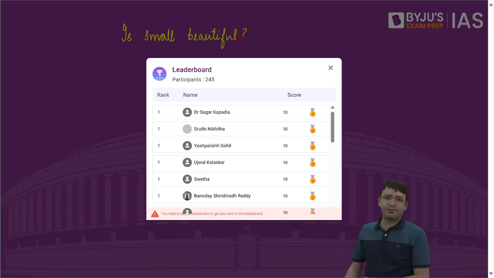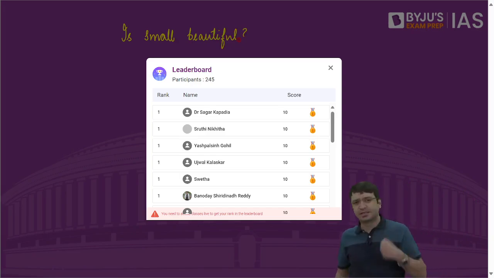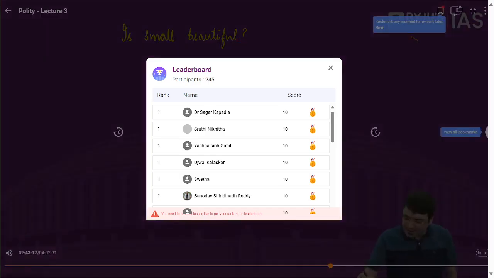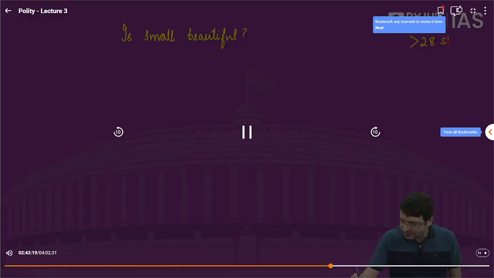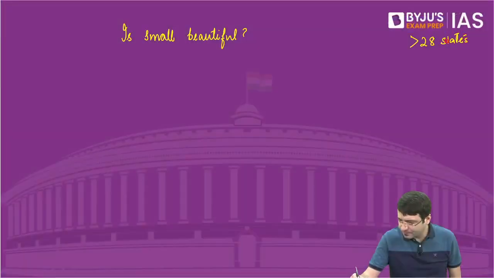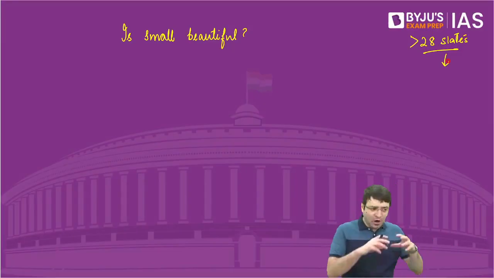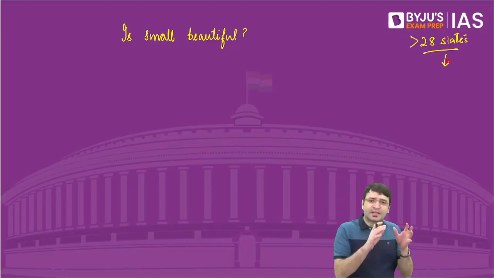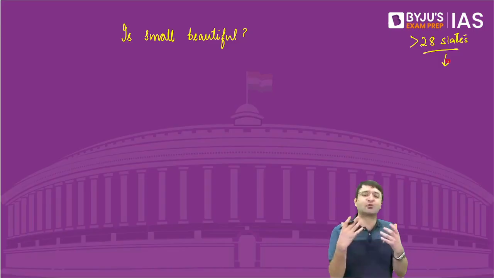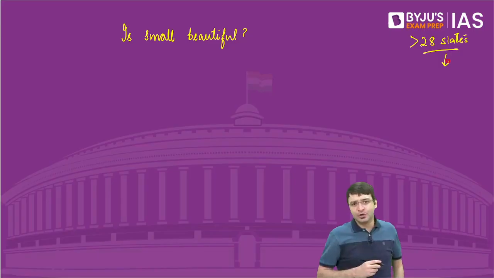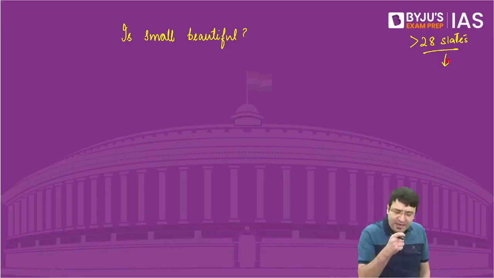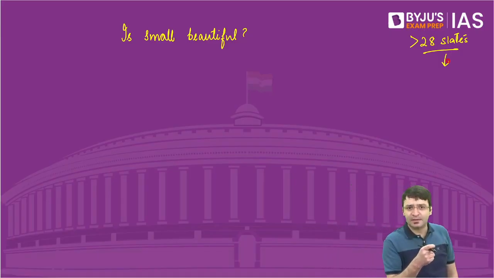Beautiful in the sense, if the United States can have 50 states, can India not have more than 28 states? Can we not create more and more smaller states in India so that they are administered better, administered properly, so that the nation as a whole grows? Should India reorganize the country now in such a manner that we have more and more smaller states?